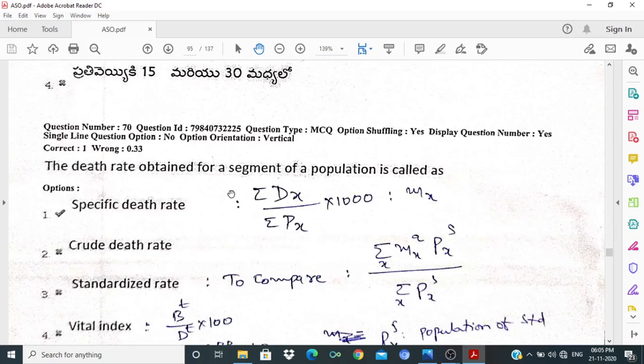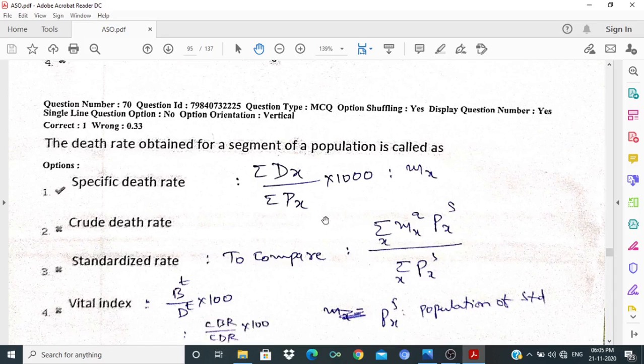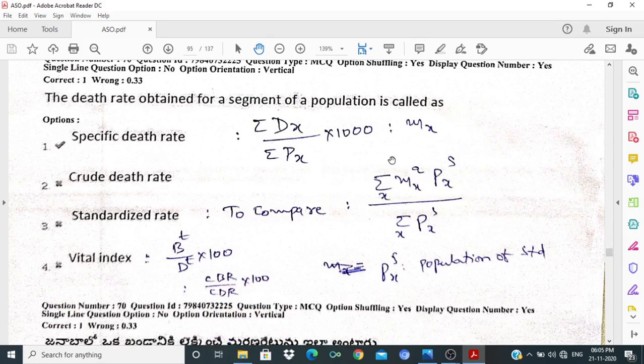The death rate obtained for a segment of population is called the specific death rate. We have already discussed sigma dx by sigma px, where x is the age. It is also denoted by mx. To compare two different populations, we use the standardized death rate. The formula for standardized death rate is summation mx into pxs, where pxs is the population of the standard population.